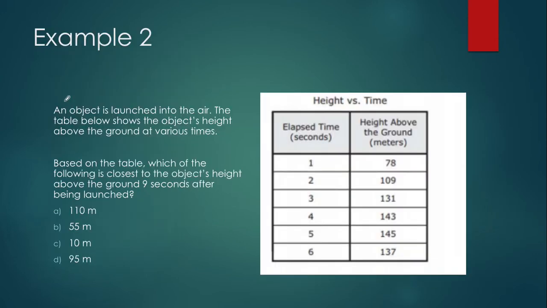Okay, let's do another one. An object is launched into the air. The table below shows the object's height above the ground at various times. Again, an object is being launched in the air, so it has to go up, but what goes up must come down at some point. So we need to figure out the equation for this data.